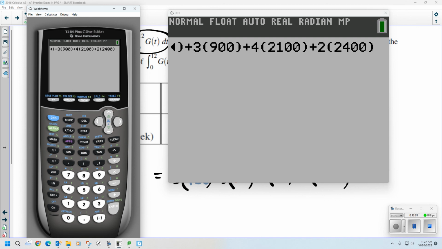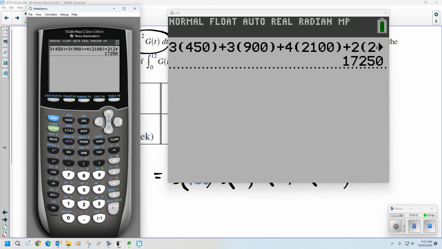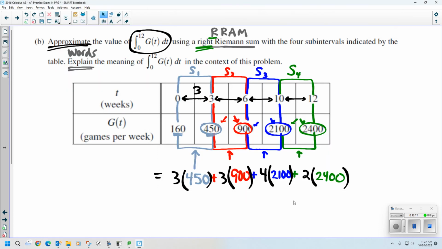So I just like to look up because it's real easy for me when I try to hit plus, the plus doesn't go in or something like that. Don't leave it up to just a simple little error if you got your math set up right. So the answer is 17,250. So we go back here. 17,250. Now, explain the meaning of this.